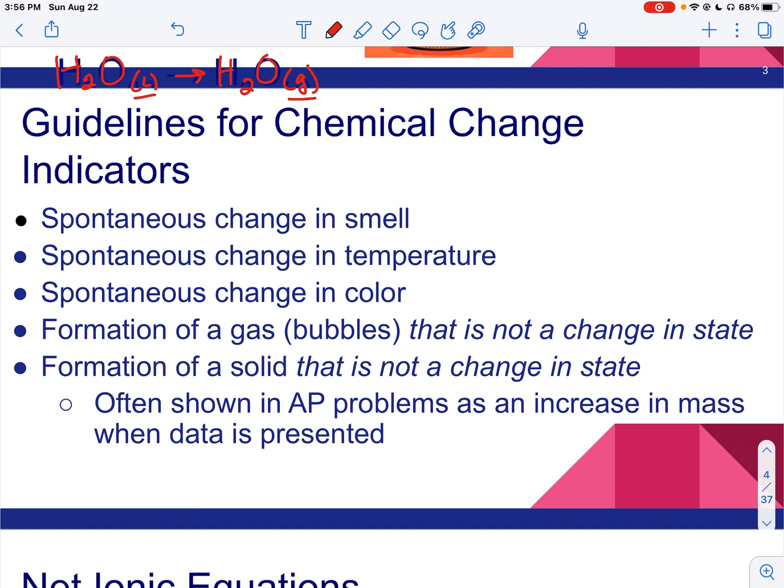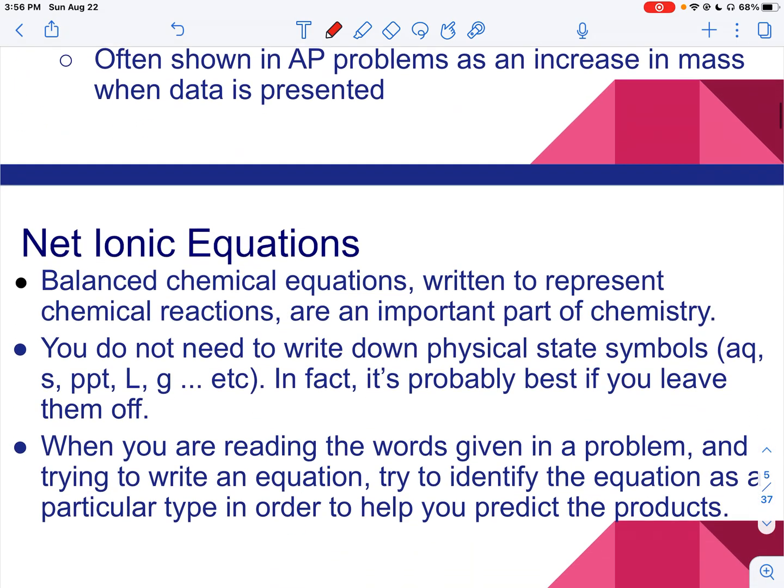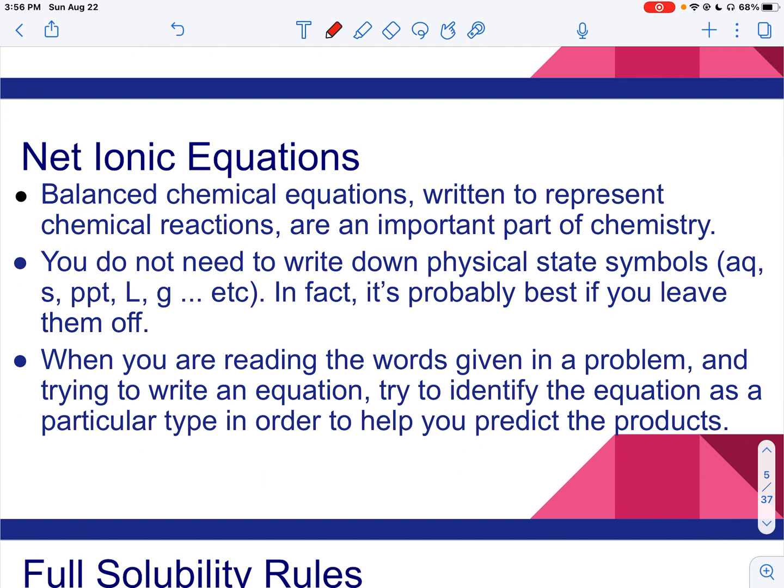And honestly, that's pretty much it for chemical and physical change. So you'll have some practice questions in class and you'll take a look at them, but that's really all you need to know notes-wise, and the rest is just going to be practice. So we're going to move on to net ionic equations.